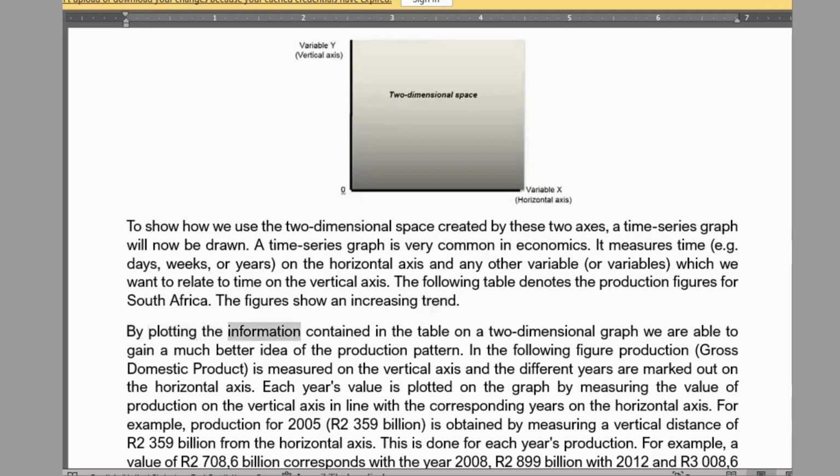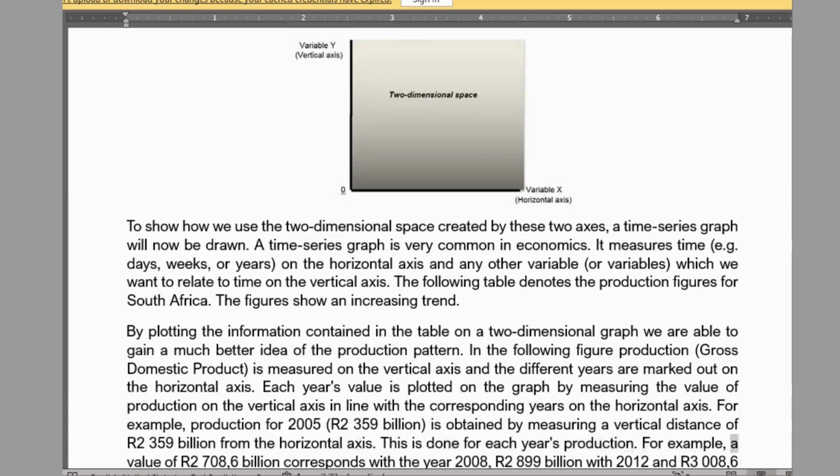By plotting the information contained in the table on a two-dimensional graph, we are able to gain a much better idea of the production pattern. In the following figure, production, gross domestic product, is measured on the vertical axis and the different years are marked out on the horizontal axis. Each year's value is plotted on the graph by measuring the value of production on the vertical axis in line with the corresponding years on the horizontal axis. For example, production for 2005, R2359 billion, is obtained by measuring a vertical distance of R2359 billion from the horizontal axis. This is done for each year's production.